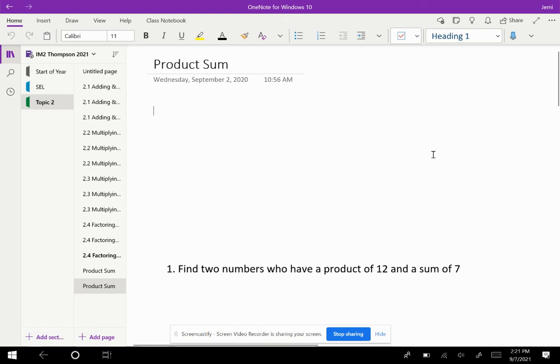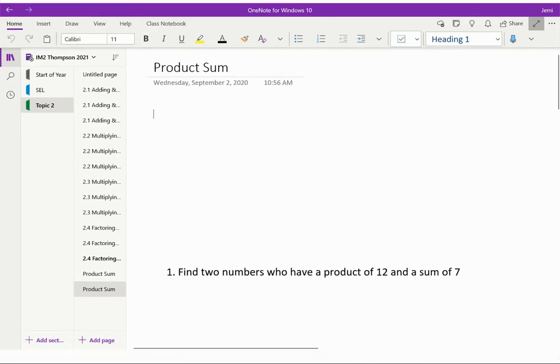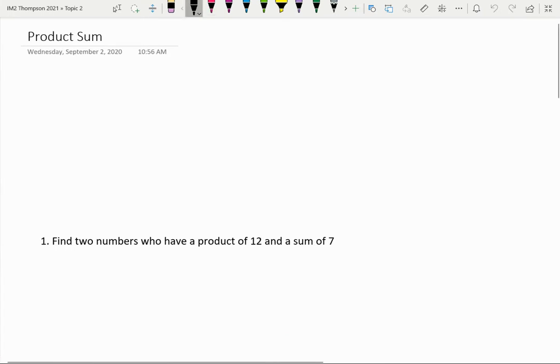So, product sum. I'm going to give you a little bit more context than what this worksheet specifically needs, but it's going to translate into the next thing. You could just call this product sum. It doesn't have a section number because it's just a skill leading into factoring, which is 2.5 and 2.6. That's kind of the pre-work.